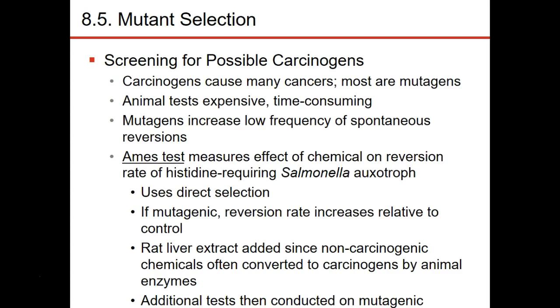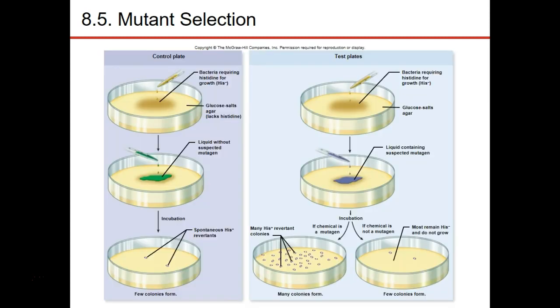So now we know how to find these cells. Another thing we can do with auxotrophs is we can use them to see if certain chemicals may be, for one, mutagenic, and for two, if they're mutagenic, could they potentially be carcinogenic? So anytime we're putting new chemicals out on the market, we want to make sure that they're not mutagens. You wouldn't want to use a mutagen on your kitchen counter. That would be crazy.